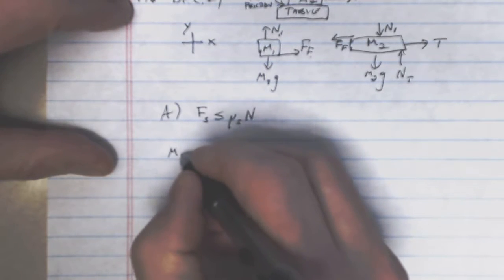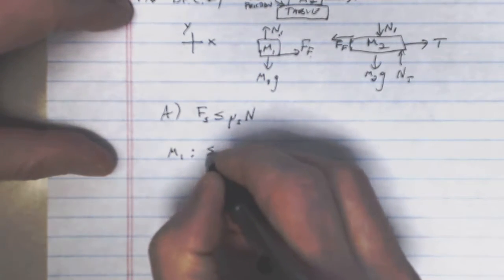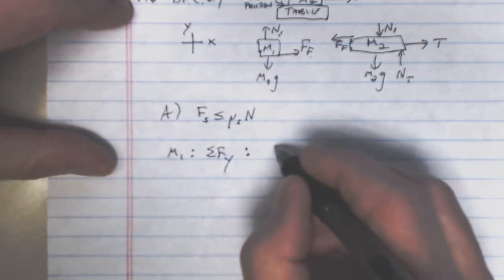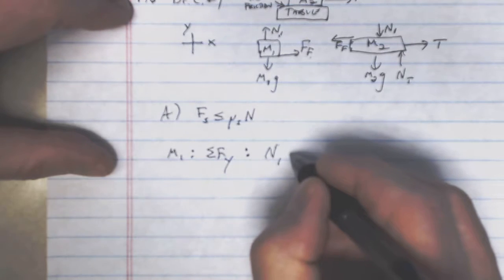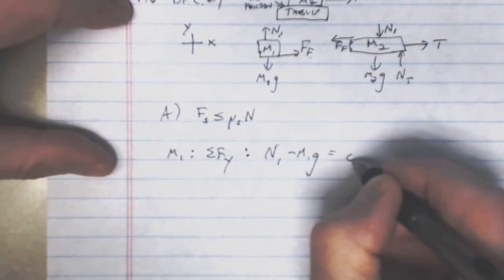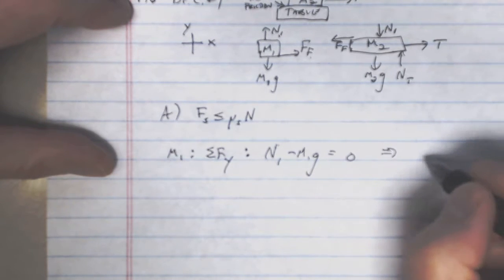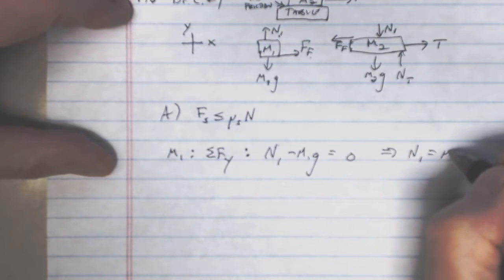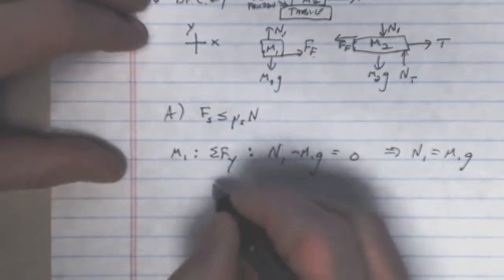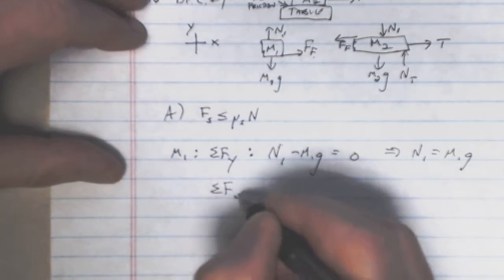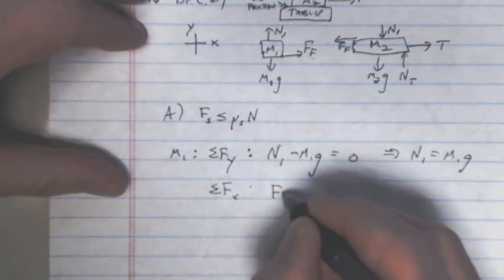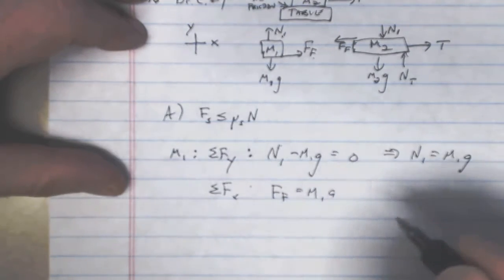Let's concentrate on M1 and look at the sums of the forces in the y direction on M1. What do we learn from that? Well, that's N1 pointing up in my positive direction, M1G pointing down, but the acceleration in the y direction is 0. So this tells us that this normal force equals M1G, and we'll need that because that will tell us what the friction is. How about the sums of the forces on M1 in the x direction? Well, there's only the one of them. That's the force of friction, and that has to be equal to M1A.